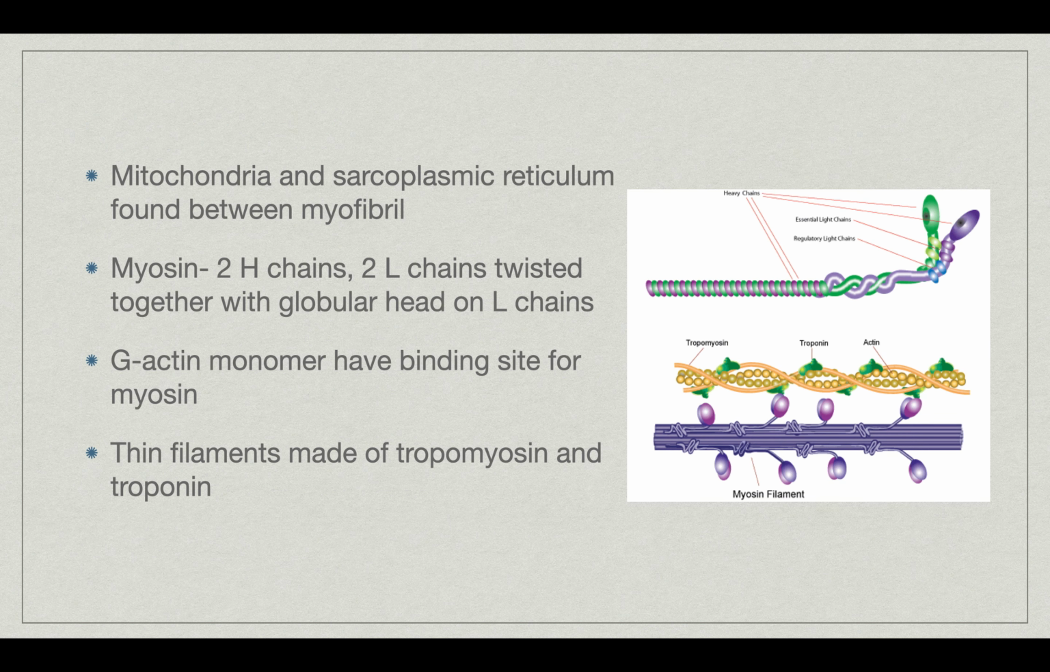The mitochondria and the sarcoplasmic reticulum are found in between each myofibril, and the myosin is the thick filament, and it's made out of 2 heavy chains and 2 light chains, all twisted together with a globular head on the light chains. G-actin monomers also have a binding site for myosin, and the G-actin is part of actin, and the thin filaments, actin filaments, are made of tropomyosin and troponin.